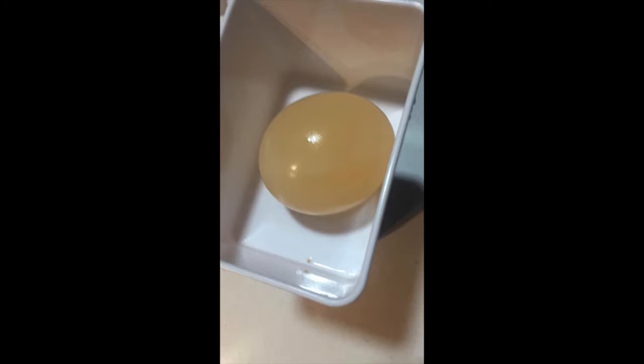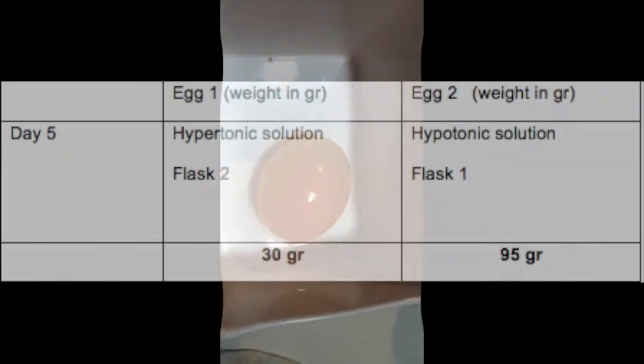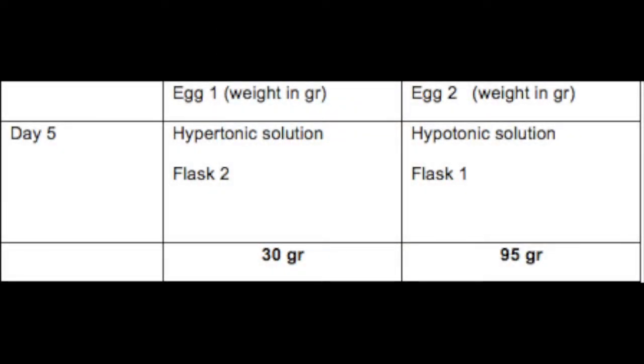After 8 hours, we removed the eggs from the solutions and weighed them. We recorded their weight in a table. The egg that is now in a hypertonic solution weighs 30 grams, and the second egg that was in a hypertonic solution and is now in a hypotonic solution weighs 95 grams.